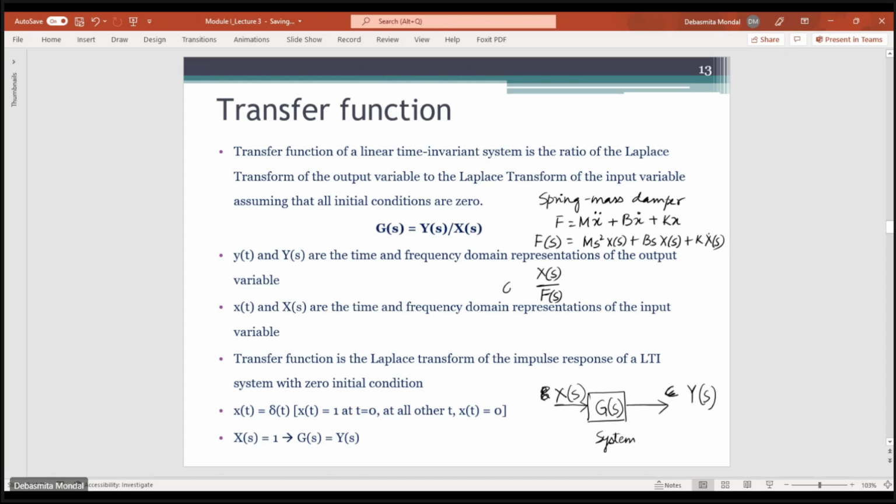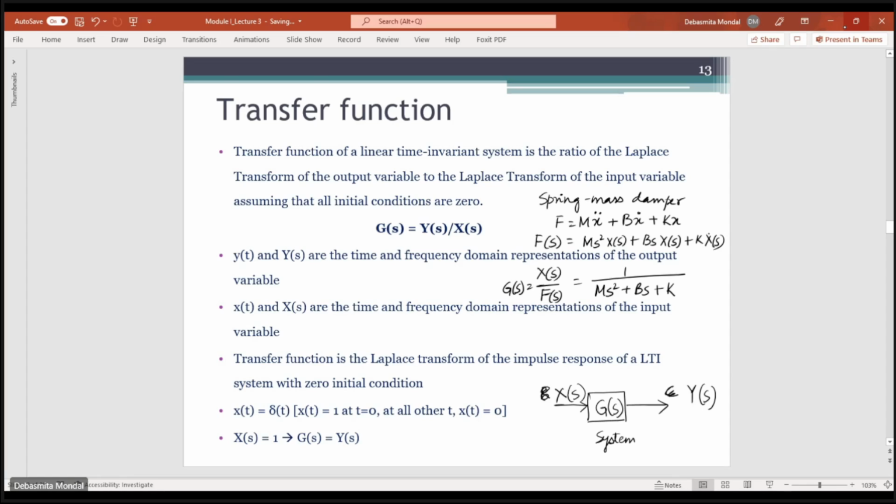Fs is my input, so Gs will be equal to Xs by Fs, which will be nothing but 1 by m s square plus b s plus k. So this is the transfer function of a spring mass damper kind of system. From this transfer function you can see that it is dependent on the system parameters. So m, b, k are all the system parameters. So the transfer function is dependent on the system parameters only.